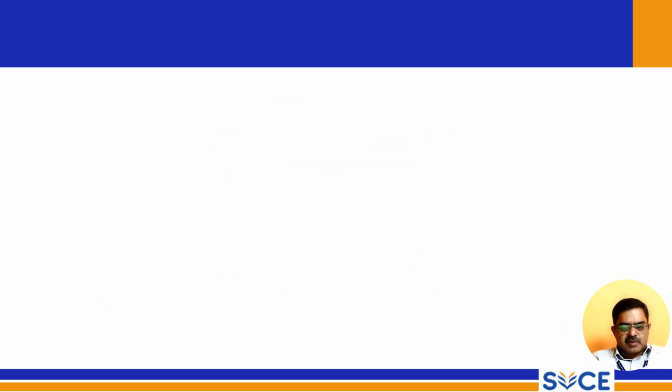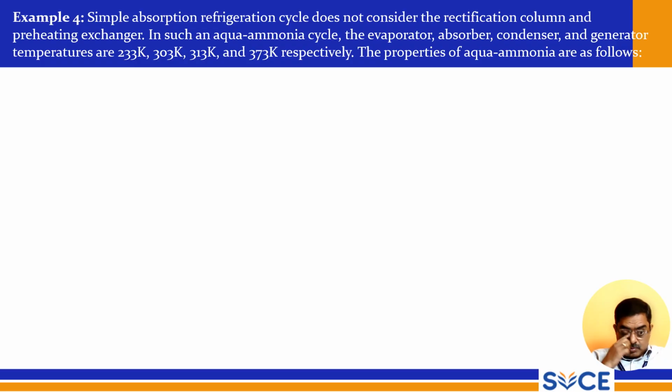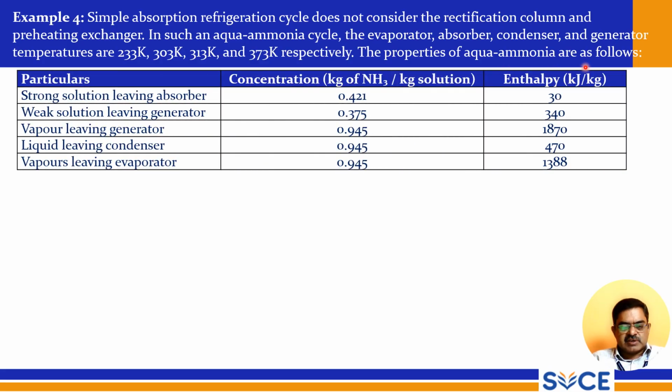Coming to the next problem, number 4. A simple absorption refrigeration cycle does not consider the rectification column and preheating exchanger. In such an aqua ammonia cycle, the evaporator, absorber, condenser and generator temperatures are given as 233 Kelvin, 303 Kelvin, 313 Kelvin and 373 Kelvin respectively. The properties of aqua ammonia are as follows. So this is the table given, and enthalpies are also given.